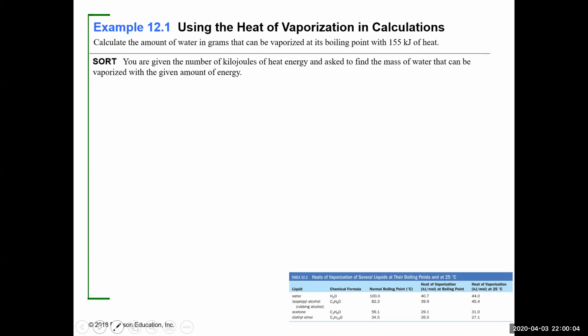So here we're given the number of kilojoules of heat energy, which is 155 kilojoules of heat, and we're asked to find the mass of water that can be vaporized with the given amount of energy. So we were given 155 kilojoules of energy, and we need to find the mass in grams of water.